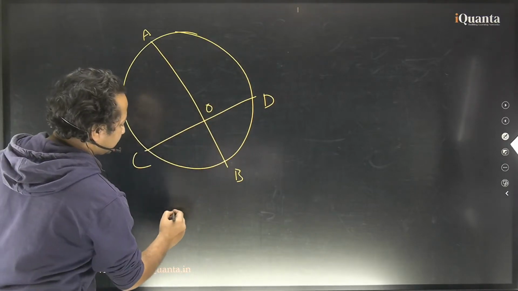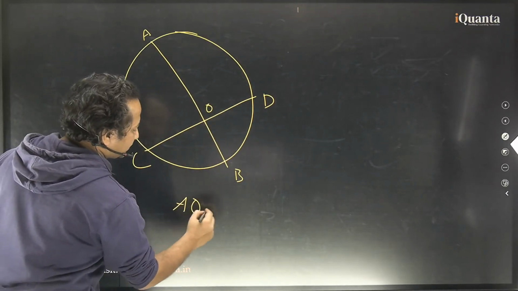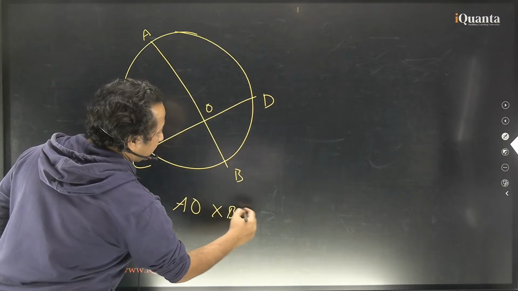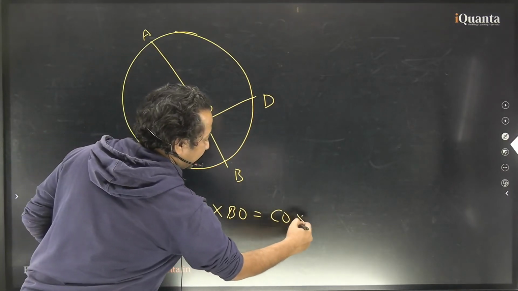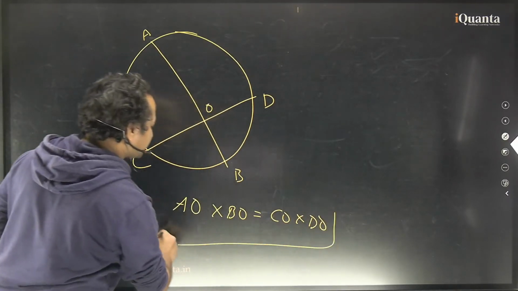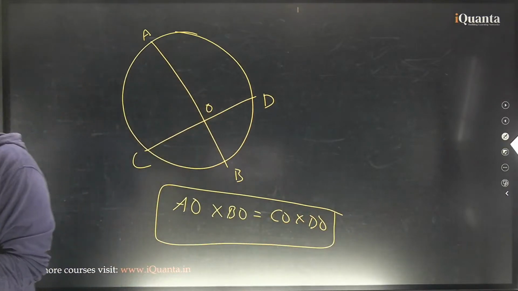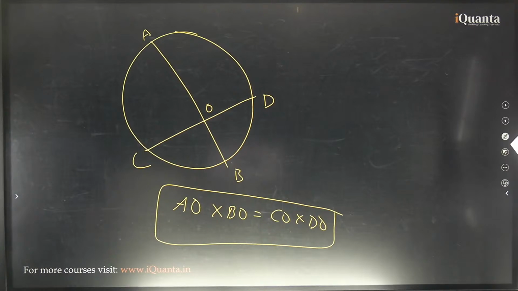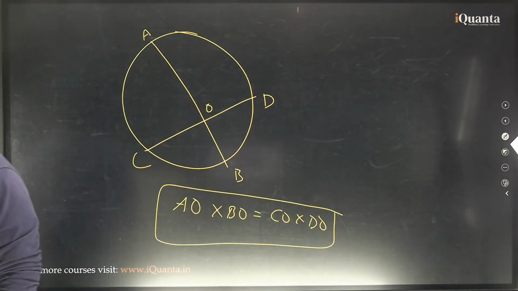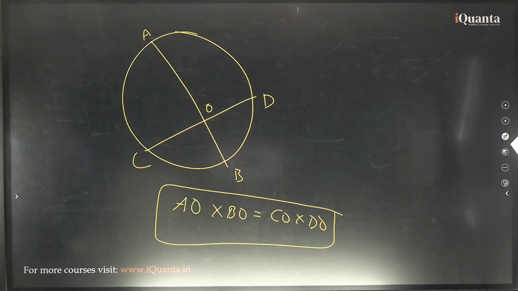In this case, this always holds true: AO multiplied by BO is equal to CO multiplied by DO. This always holds true. So there are questions in which this formula might be applicable. Yeah, Harsha, it's just that you have to replace p by p minus 6 now. That's it.